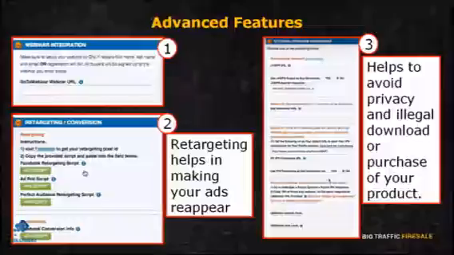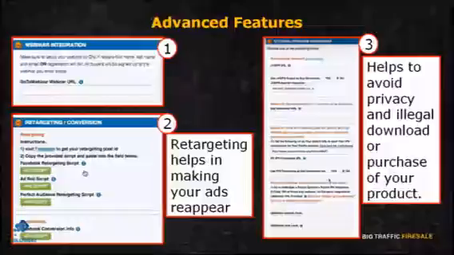Finally is the external program integration. JVZoo.com offers an automated username and password creation to visitors. This prevents them from passing through all the links just to reach your end product page. It helps to avoid privacy and illegal download or purchase of your product. You're almost set. Scroll down and click the Save Product.